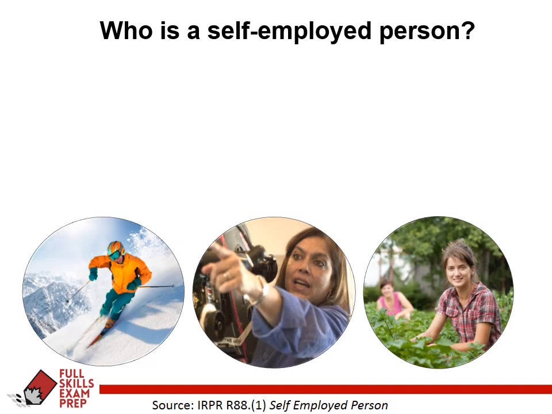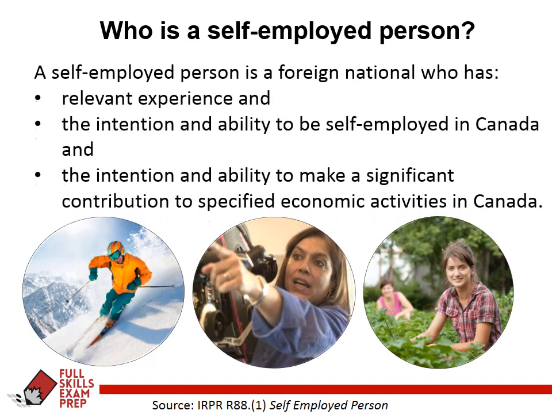Okay, well, the first little question here, of course, is who is a self-employed person? According to Regulation 88, you can see that there are three big points that the government is looking for in this. So someone who has the relevant experience. We're going to dig deeply into relevant experience as well, just because it can mean quite a few different things, and we want to make this as straightforward as possible for you.